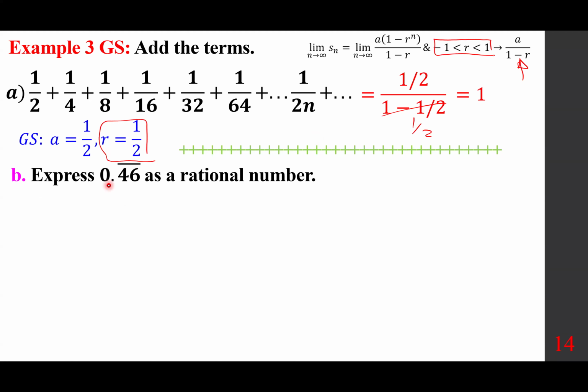Express 0.46 bar as a rational number. You may remember doing this using algebra. There is a methodology in algebra. Specifically, we want to use geometric series here. So we know this means 0.46 and keep on repeating 46, 46, 46. That's the meaning of it. So this part is 0.46 or 46 over 100. This part is 46 over 10,000, or 100 squared, or 0.0046.